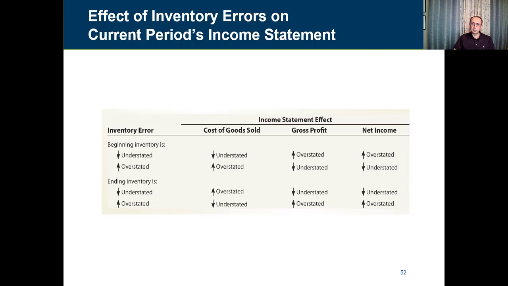So this is, I think, a very important chart because it tells us the impact of beginning inventory and ending inventory on cost of goods sold, gross profit, and net income. One thing I want you to understand is that gross profit and net income always go in the same direction. So if one is overstated, the other would be overstated because there's a direct relationship between both of these. So if beginning inventory is understated, cost of goods sold would be understated, and gross profit and net income would be the opposite, overstated.